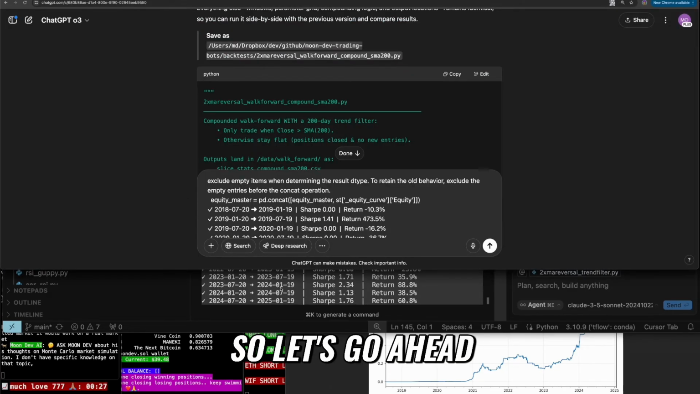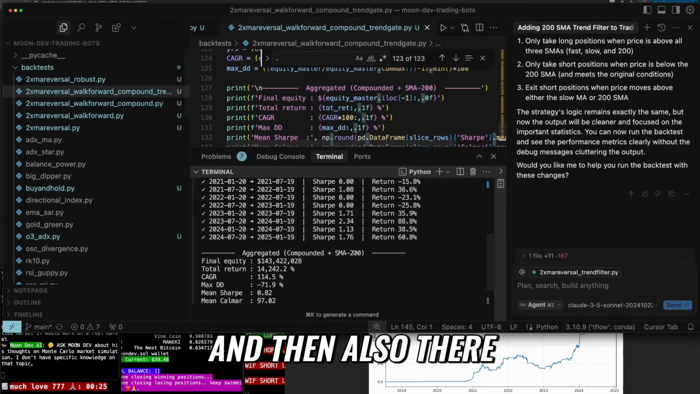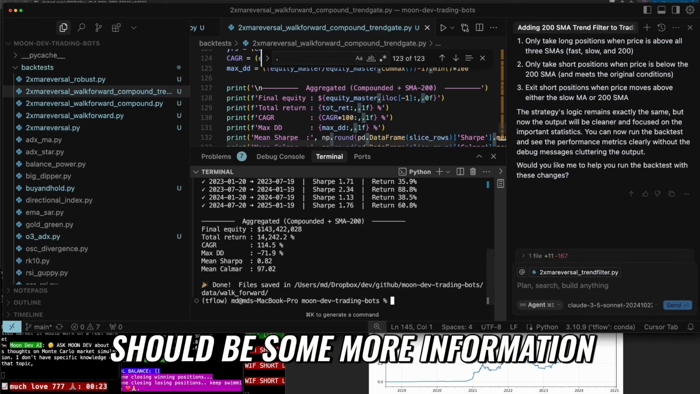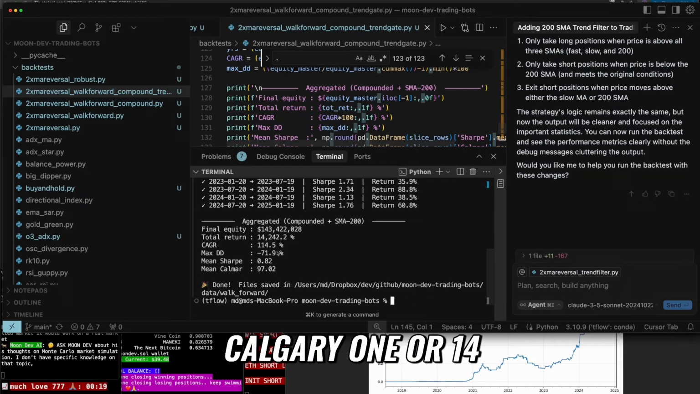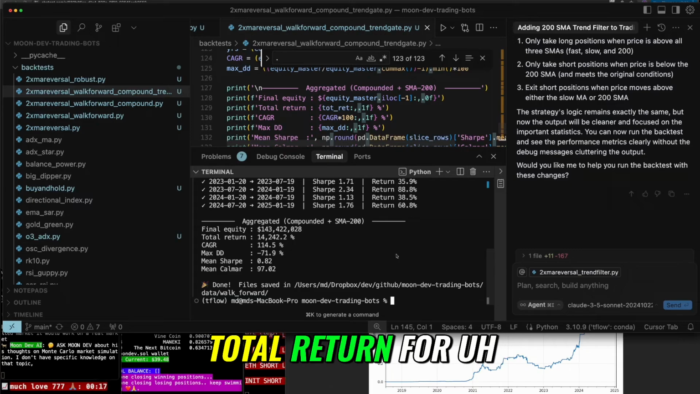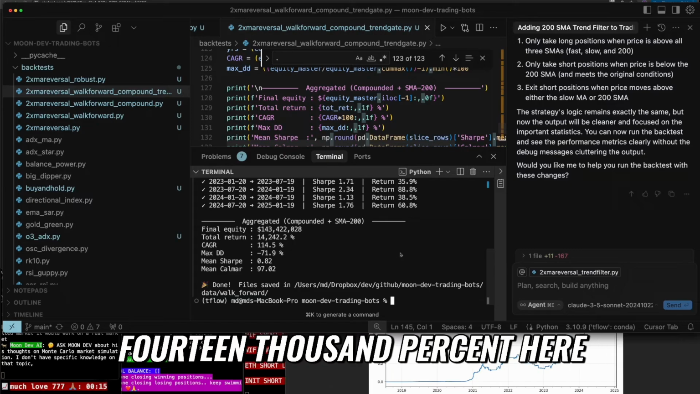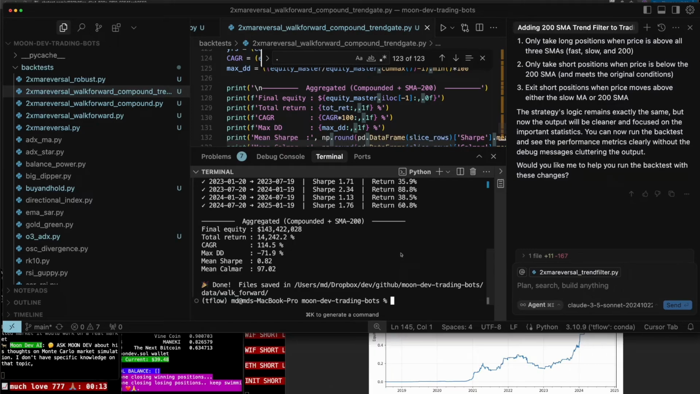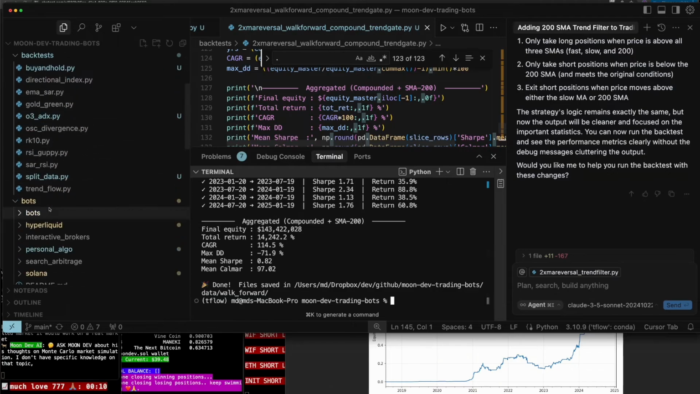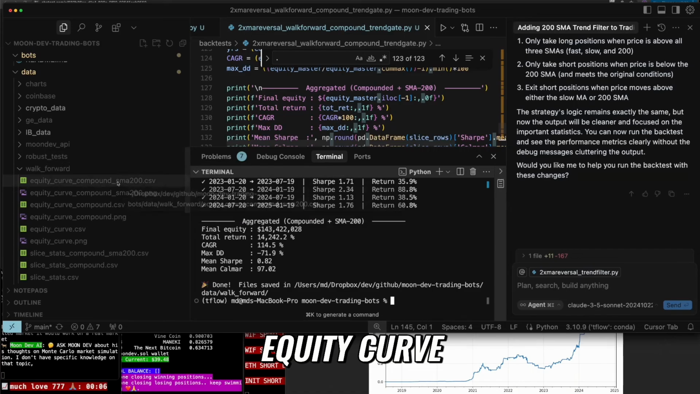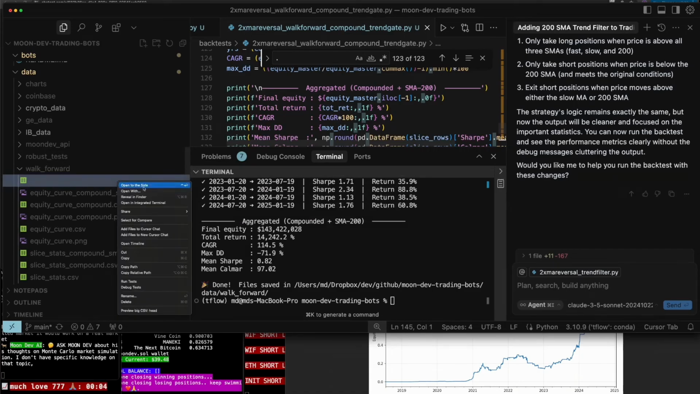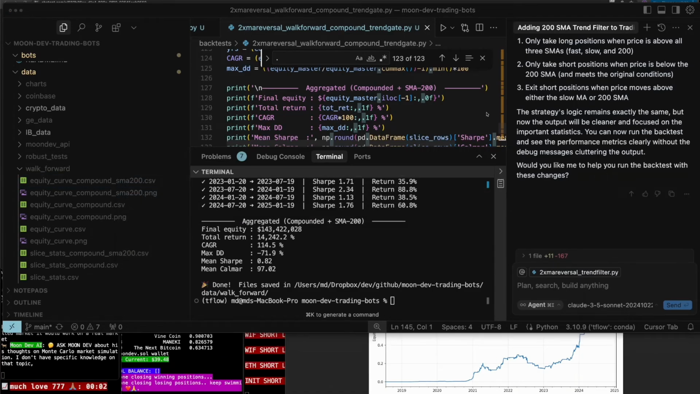Okay, so let's go ahead and give this data here, and then also there should be some more information. We got the mean Sharpe, the mean Calmar 97. Okay, that's solid. Calmar 114, total return 14,000% here. Data here, equity curve. Okay. Reveal in Finder, please.